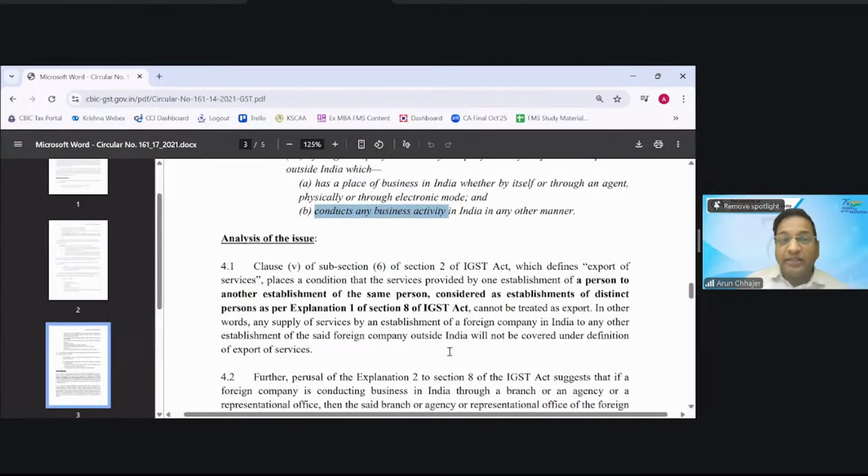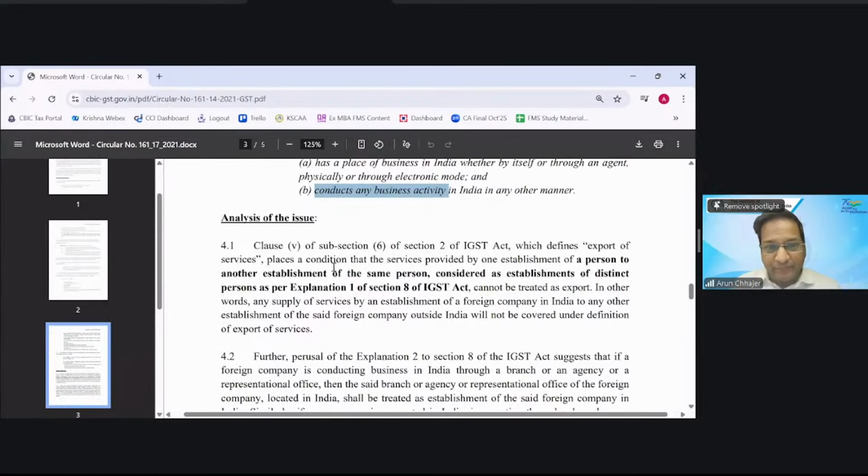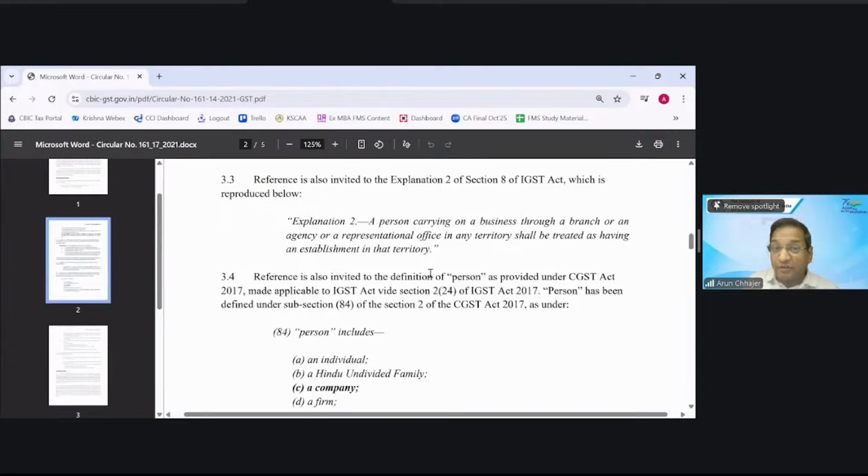So now they are doing the analysis. Clause 5 of subsection 6 of section 2, which defines the export of the service, places the condition that service provided by one establishment of a person to another establishment of the same person is considered an establishment of the distinct person. Now try to understand, they are linking. One second, I am coming back to the fifth condition.